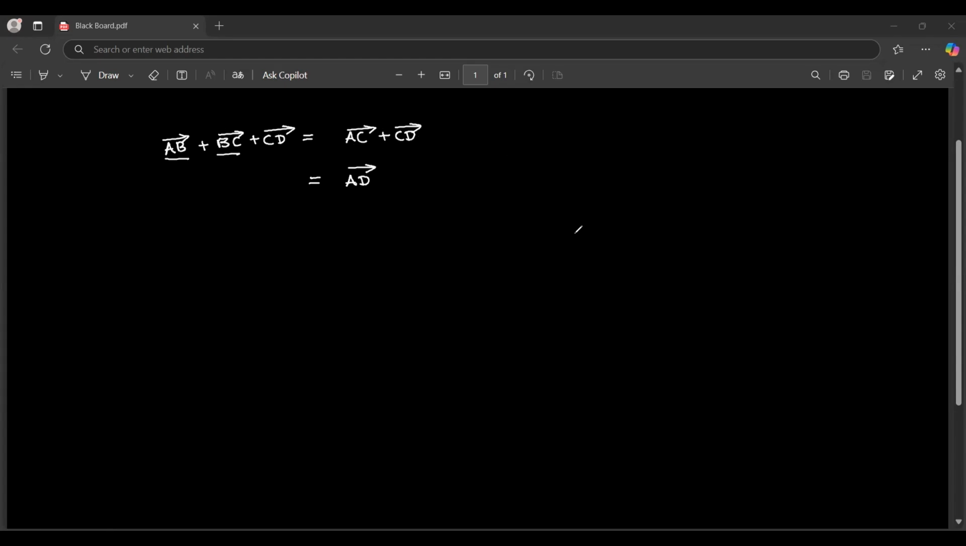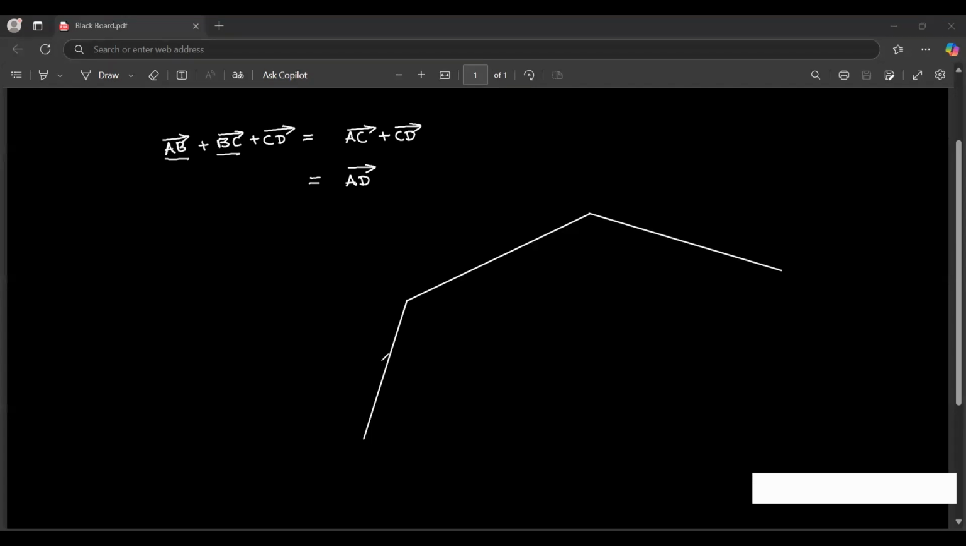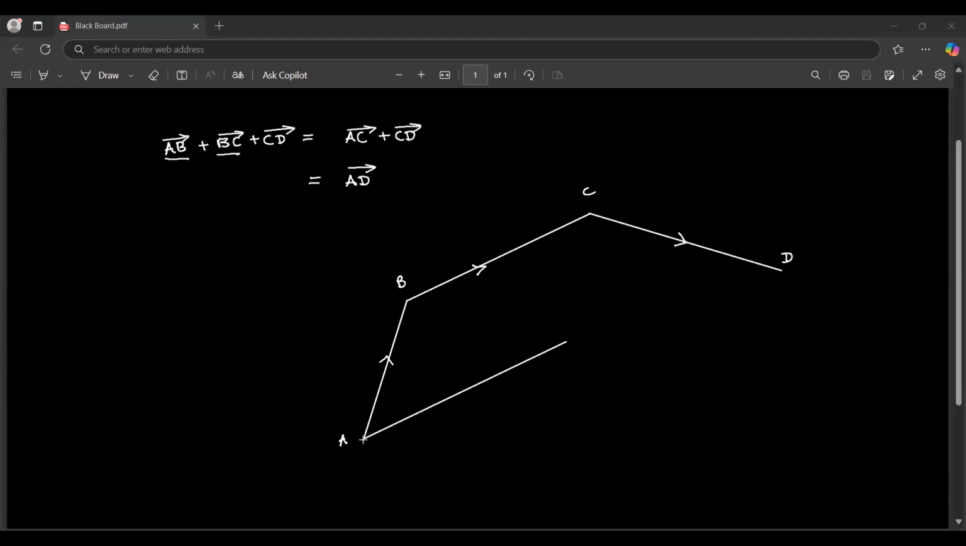And this can be understood as the polygon addition of vectors. Let's say in this case we have three vectors. I'll draw straight lines: AB, BC, and CD. If you have three vectors like this, AB, BC, and CD, the resultant vector will be equal to AD.